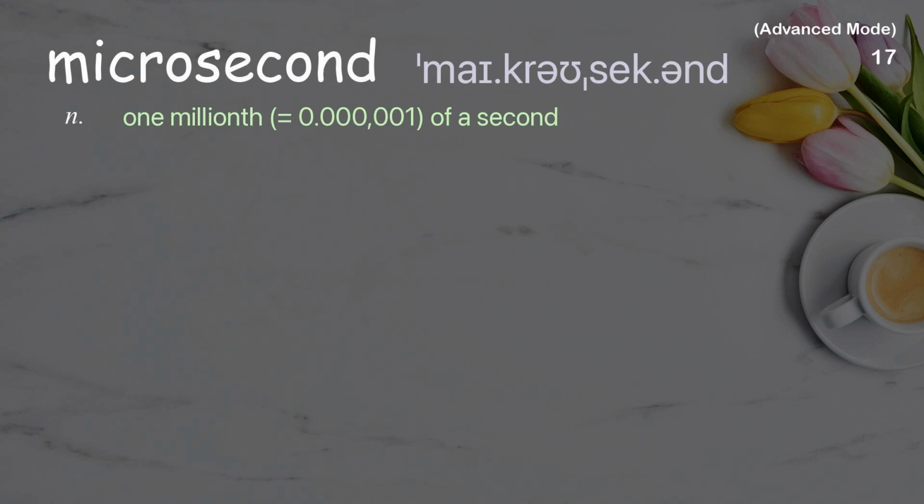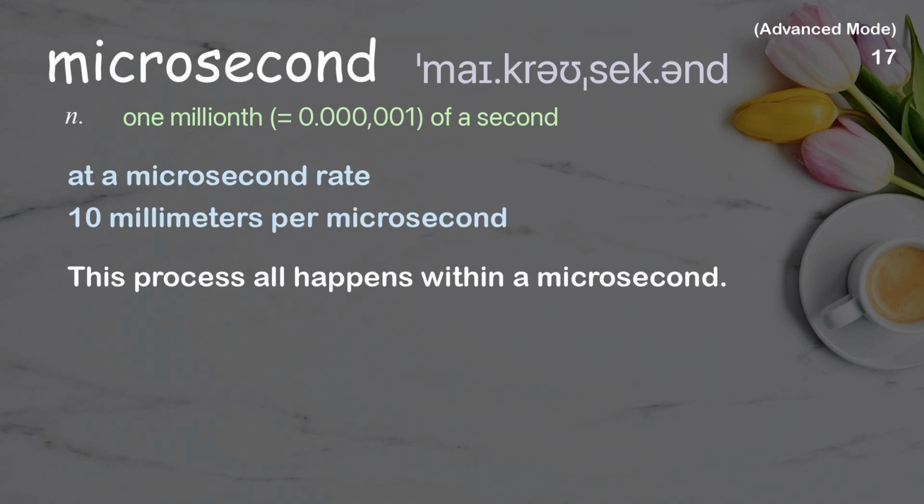Microsecond. 1/1,000,000 equals 0.000001 of a second. Examples: At a microsecond rate. 10 millimeters per microsecond. This process all happens within a microsecond.